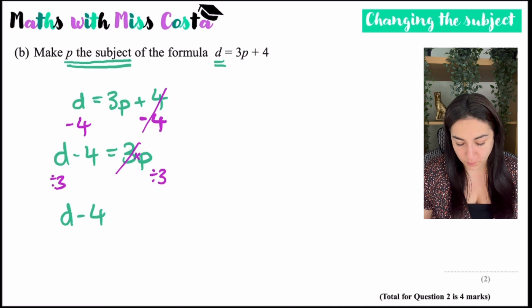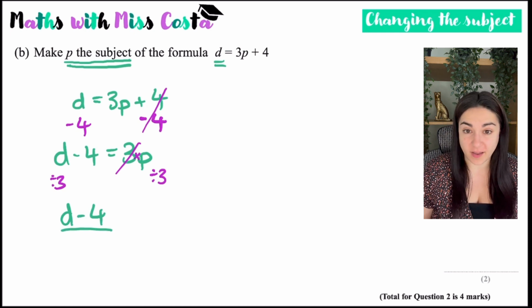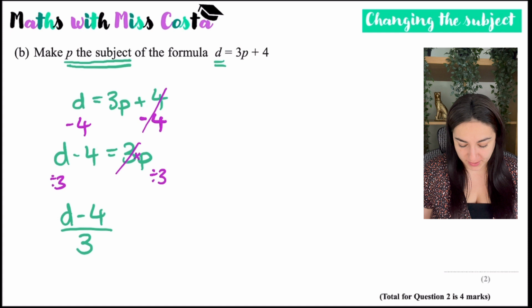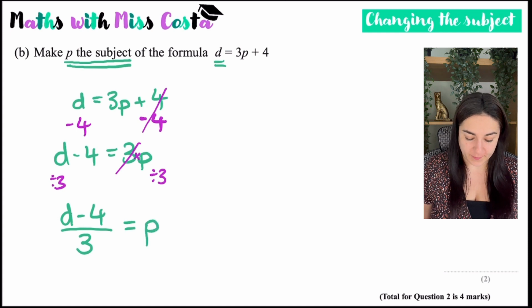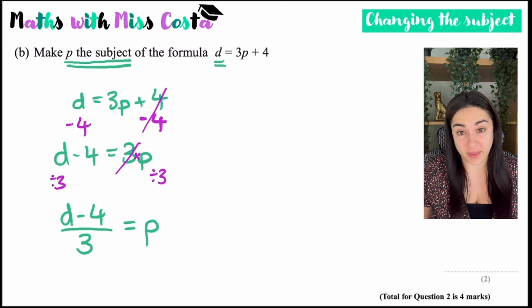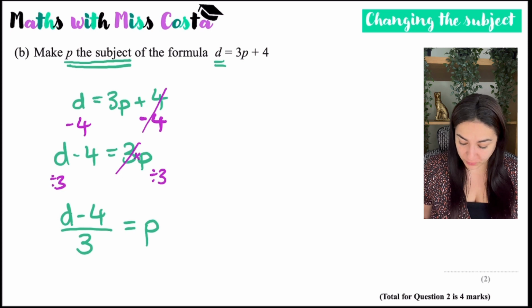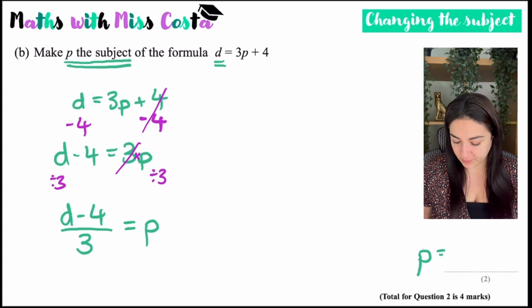So when you have more than one term being divided, you just write it as a fraction. So you just divide everything by 3 in one go. And then you've got your subject. So p equals d take 4 over 3.